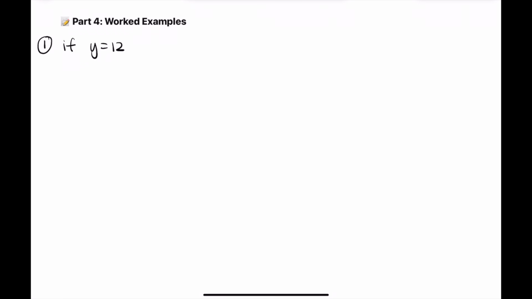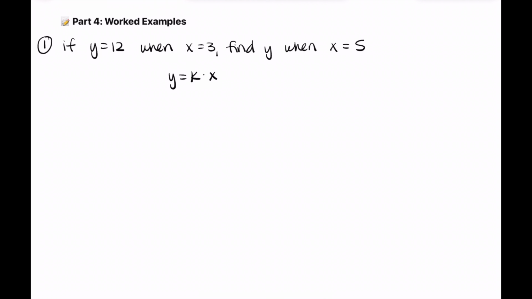So for our first example, this is going to be a direct proportion. And it's saying if y equals 12 when x equals 3, find y when x equals 5. So the key thing here is we have to find our constant of proportionality, which is k. And since it's a direct proportion, we know that y equals k times x. So in knowing that, we can substitute in.